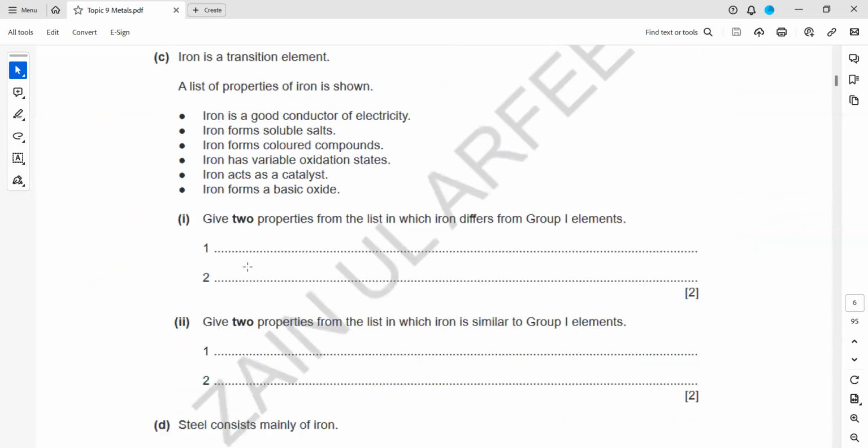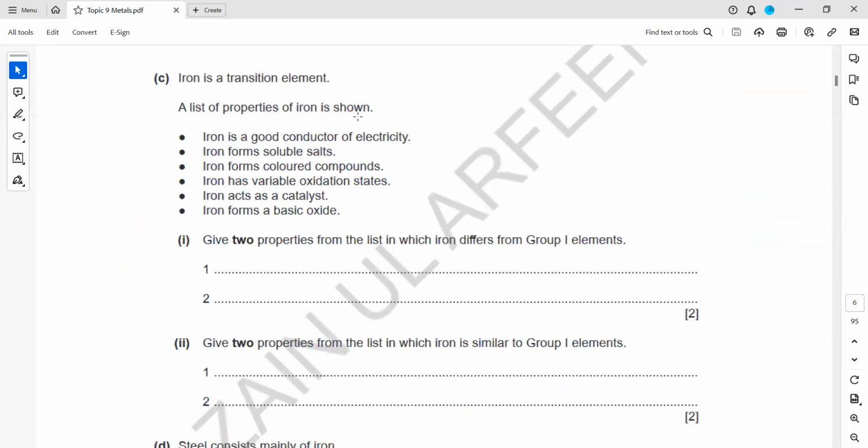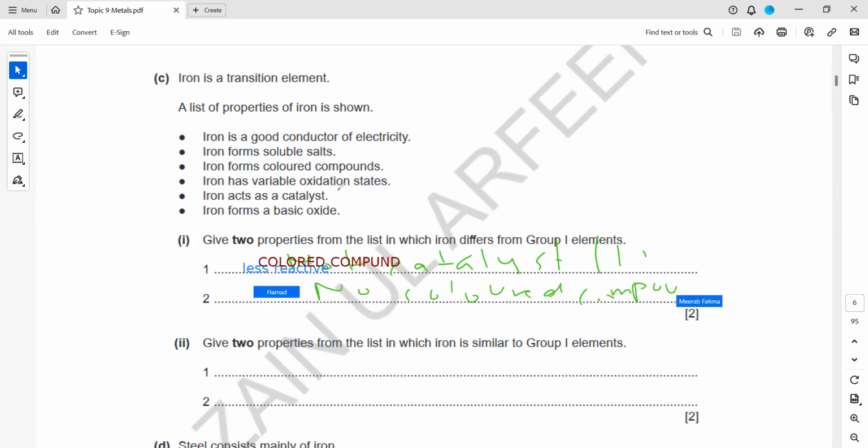Iron is a transition metal. A list of properties is shown: good conductor, soluble salt, colored compound, variable oxidation number. Give 2 properties from the list in which iron differs from group 1. What are the differences? So catalyst, colored compound, yes, you can mention that also.